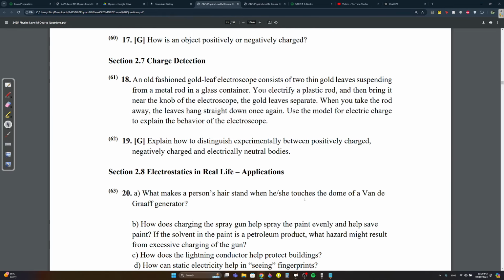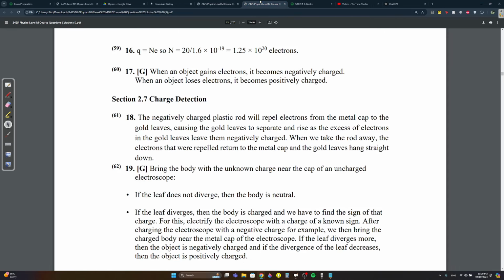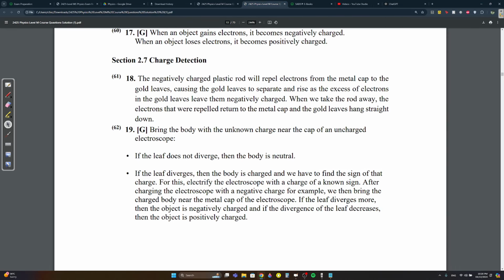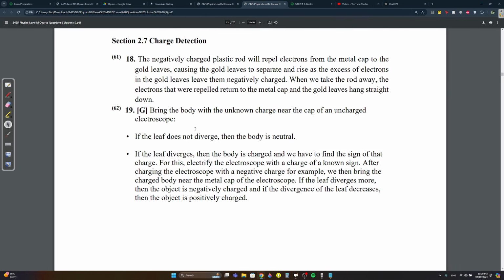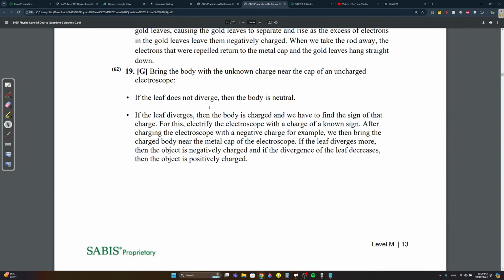Number 19. Explain how to distinguish experimentally between positive, negative, and electrically neutral bodies. Use always the gold leaf. Bring the body with the unknown charge near the cap of a gold leaf electroscope. If the leaves don't diverge, then the body is neutral. If the leaf diverges, then the body is charged. And you need to know what the charge is. For this, you need to electrify the electroscope with a charge of known sign, for example, make it negative.